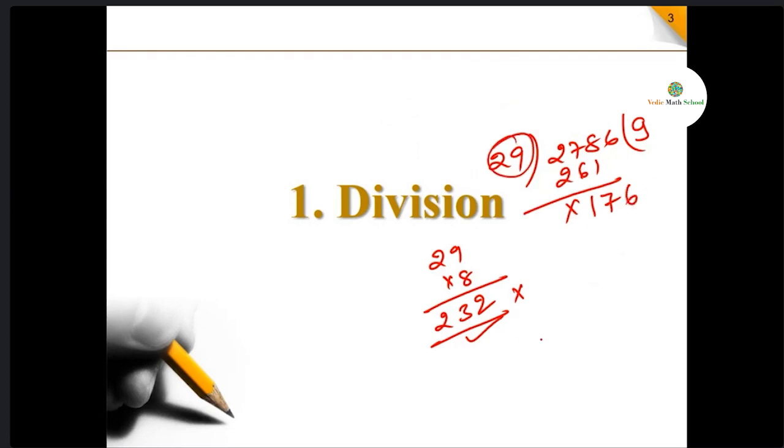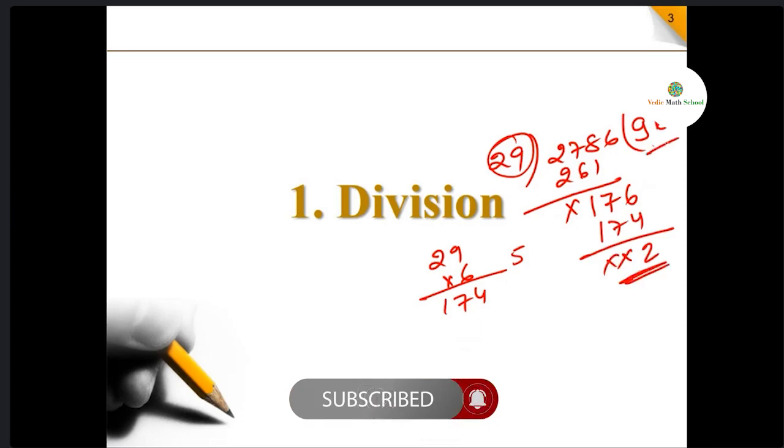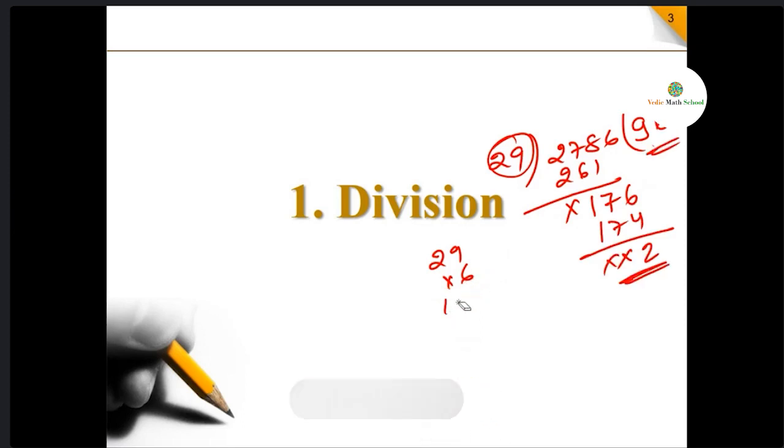6 times. Let's check. 9 6s are 54, carry 5. 6 2s are 12, 12 plus 5, 17. This is correct. 2 is the remainder. 96 is the quotient.